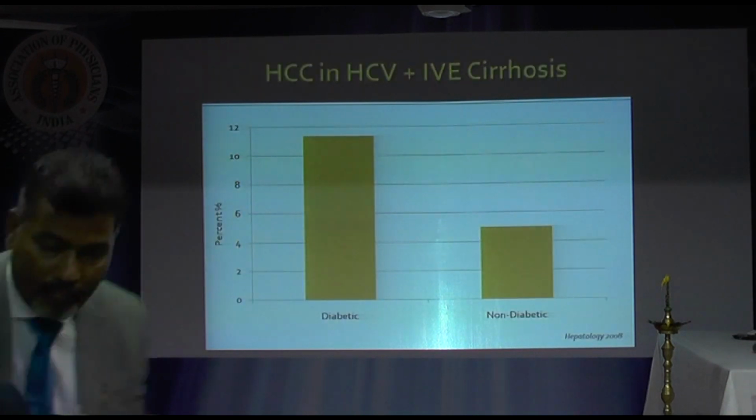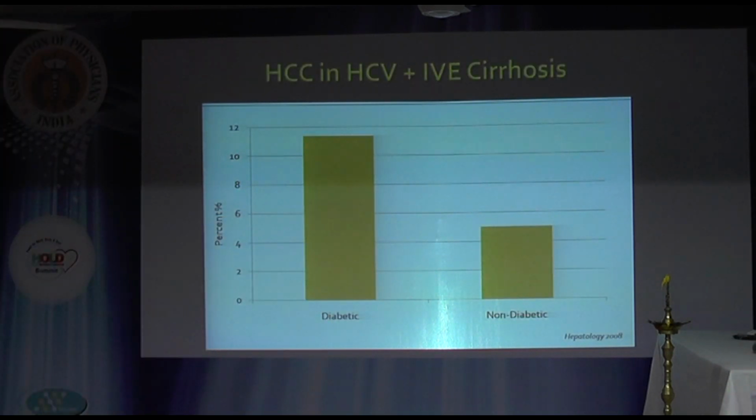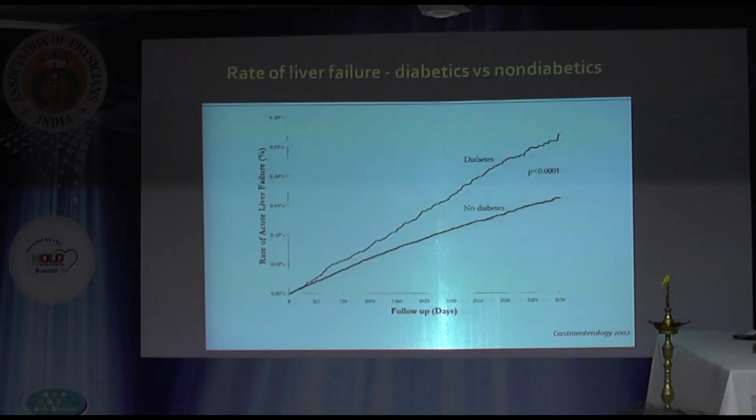And if you look at this data here, patients with hepatitis C, those who had diabetes, had a much higher prevalence of hepatocellular carcinoma compared to non-diabetics. So hepatocellular carcinoma risk increases in patients with HCV who have diabetes.